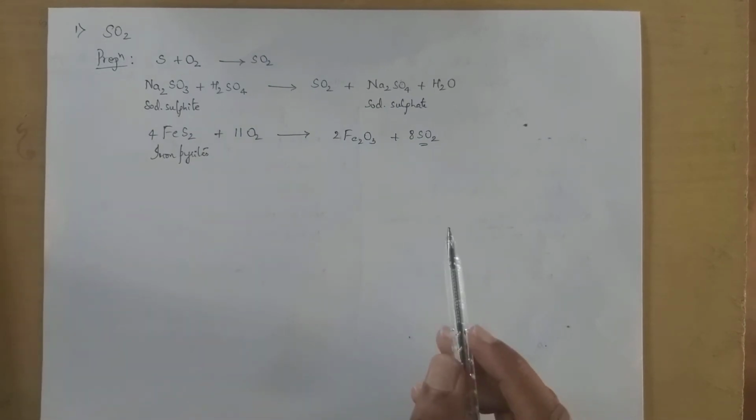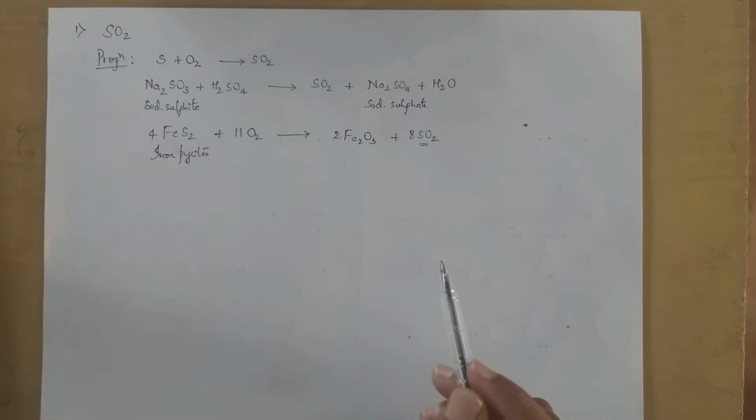Clear? Next, coming to properties. Firstly we have physical properties. So it is a colorless gas with a pungent odor. It is highly soluble in water and it can be liquefied under pressure, okay na. So it is a colorless gas with a pungent odor, it is highly soluble in water and it can be liquefied under pressure, okay na, it is a liquefiable gas.